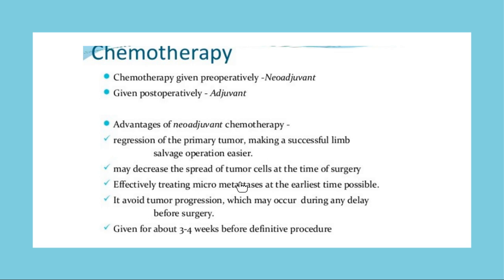It may decrease the spread of tumor cells during or at the time of surgery. If you have micrometastasis that may be present, say for example skip lesions, or it just is present in the area, it may actually help to decrease the load of these micrometastases. If there's any delay between the surgical procedure and any other diagnosis, then giving the neoadjuvant chemotherapy helps to prevent the tumor from continuing to grow and progress during that period of time. And usually you give it about 3 to 4 weeks before you're giving your definitive procedure.